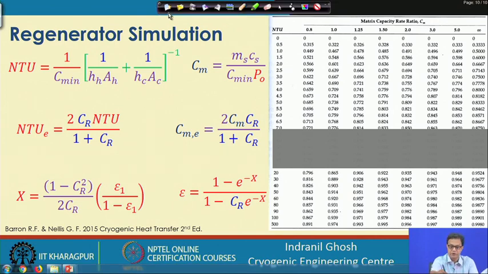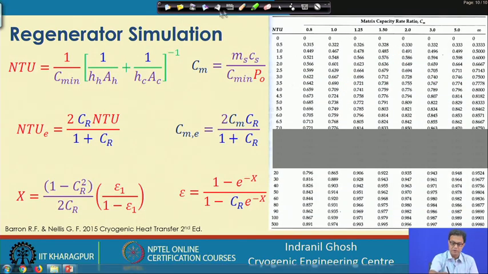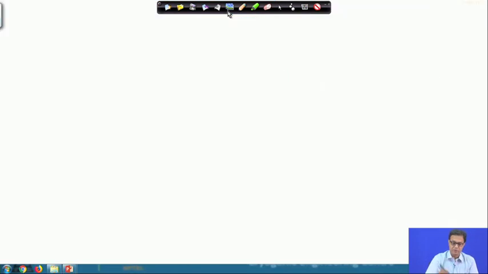So, here what we do is, first of all, sorry, we will go back to our earlier slide. Here we would go to this calculation. First of all, we know the property values that are given.